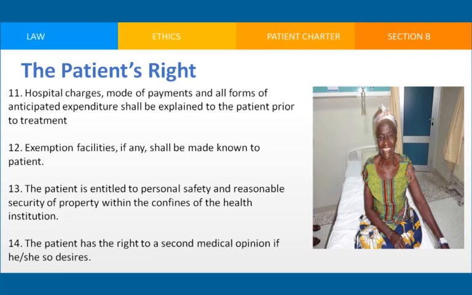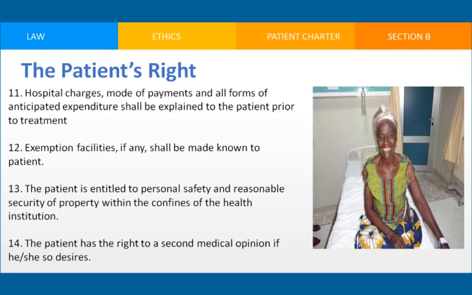The patient is entitled to personal safety and reasonable security of property within the confines of the health institution. So anytime a patient comes to our pharmacy, the patient is under the protection of the pharmacy. We protect them here, within what we can do, that's why it's reasonable security. So assuming a patient is in a hospital and their luggage is stolen, the responsibility will fall on the health facility the patient visited.